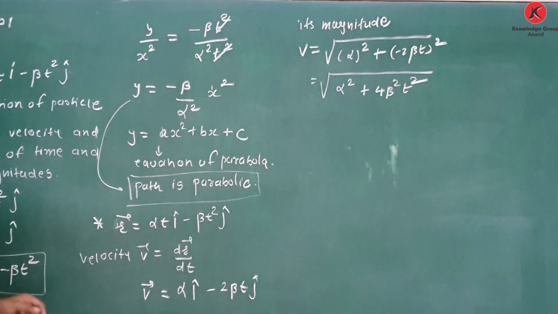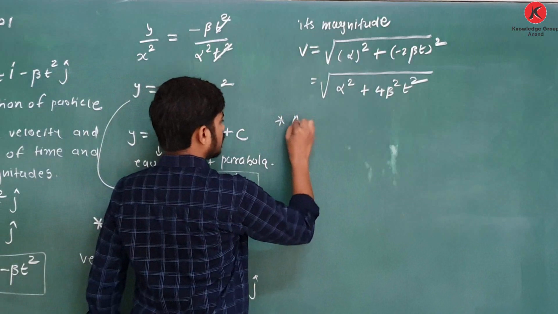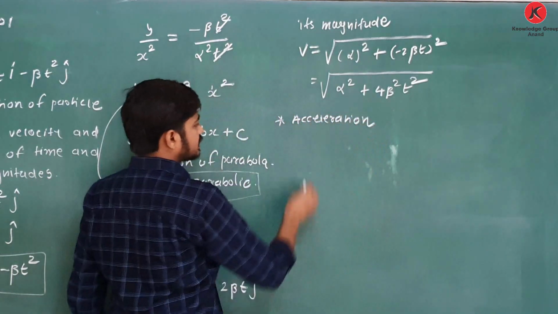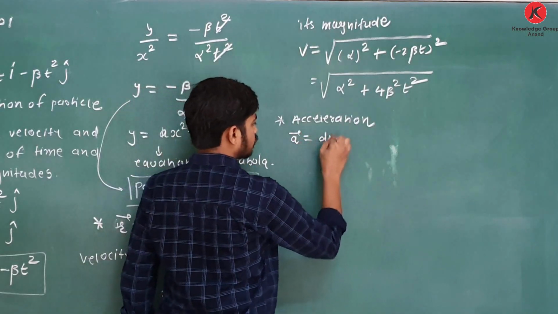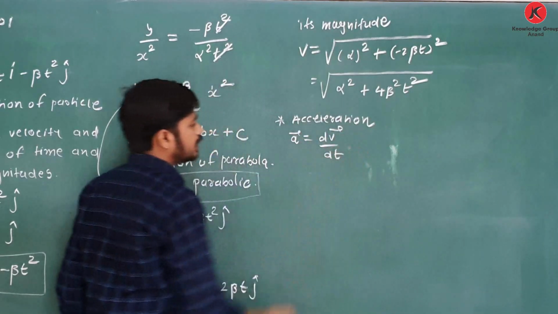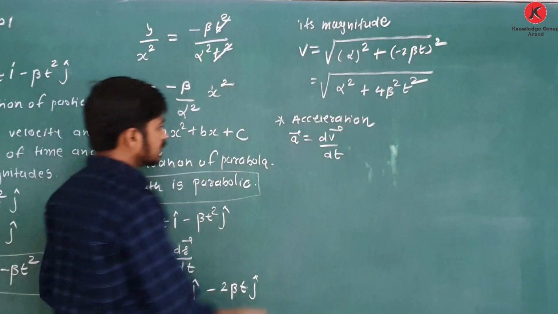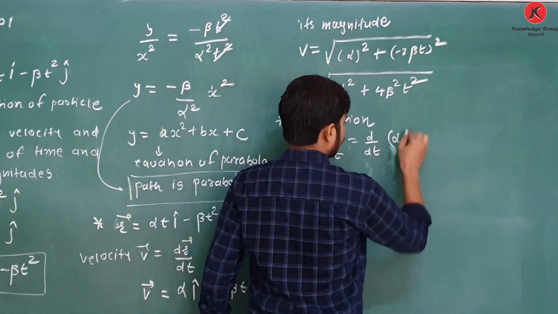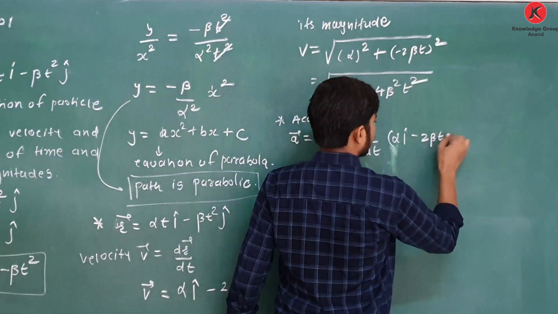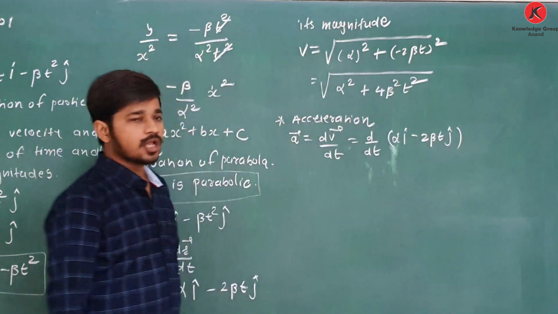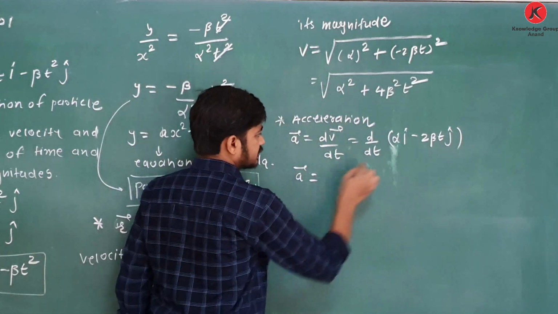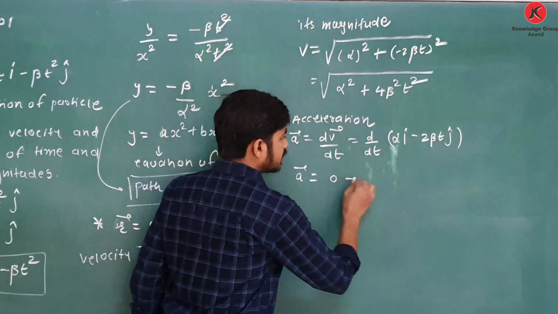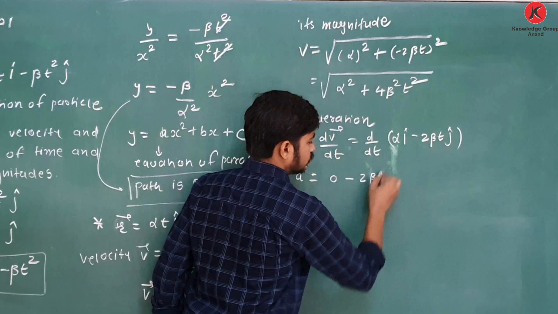Another question is you have to find acceleration. How to find acceleration? Acceleration a is equal to dv upon dt. What is equation of v? It is alpha i minus 2 beta t j. So a is equal to, alpha i, alpha constant, its differentiation will be 0, minus 2 beta t j, means it is minus 2 beta j.